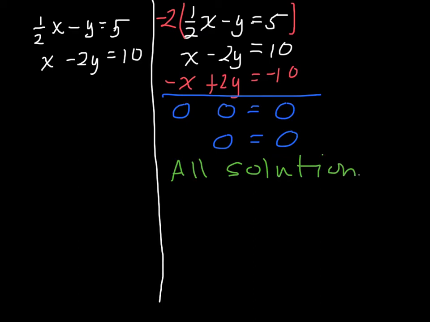What this really means is that this is the exact same line as this, just written in a different form. These have the same slope and the same y-intercept. So both of these have the same slopes and the same y-intercepts. If they have the same slope and the same y-intercept, they're actually the exact same line. Therefore, all points would be intersection points.